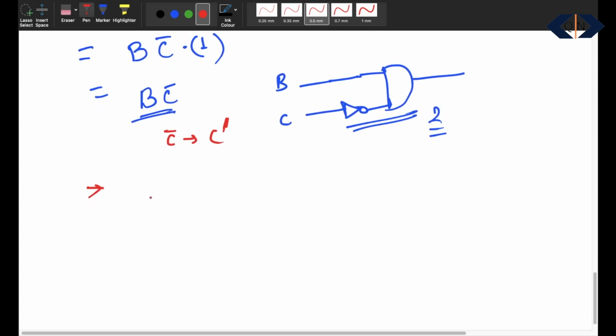So I am giving you a simple question. So this is A, B bar, C, and we have a bar here on C, plus A, B bar, C, and we have a bar here, plus A, B, C.